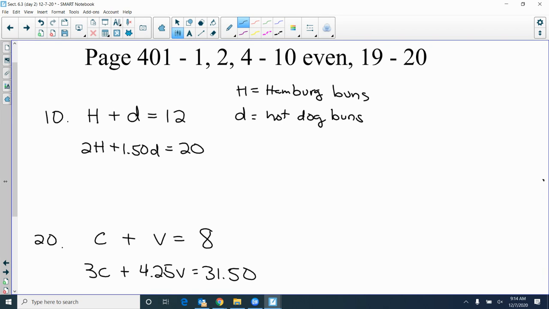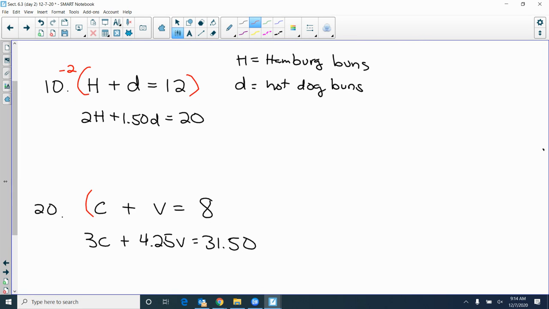For 10, if you want to get on the right track, you can multiply the top equation by -2. And for 20, you can multiply the top equation by -3. That'll kind of get you rolling.